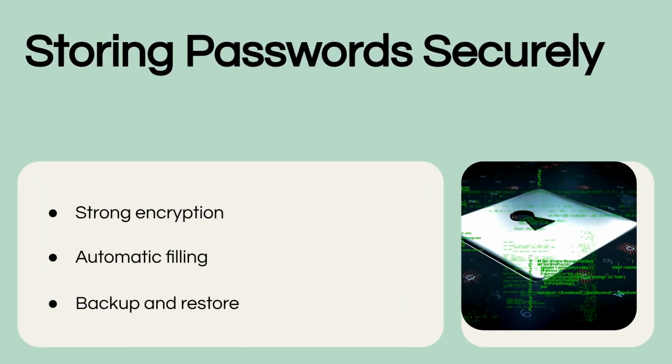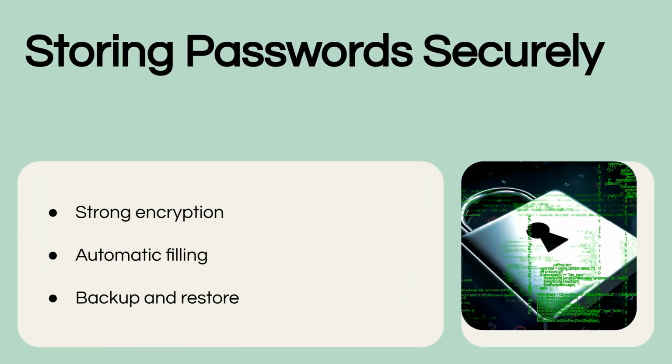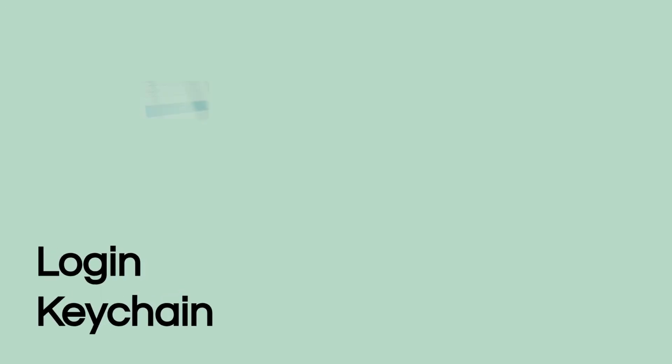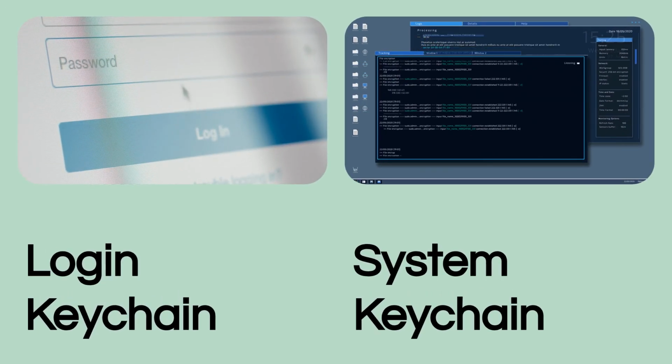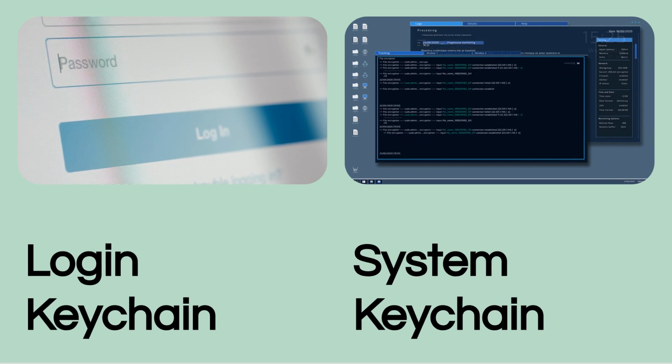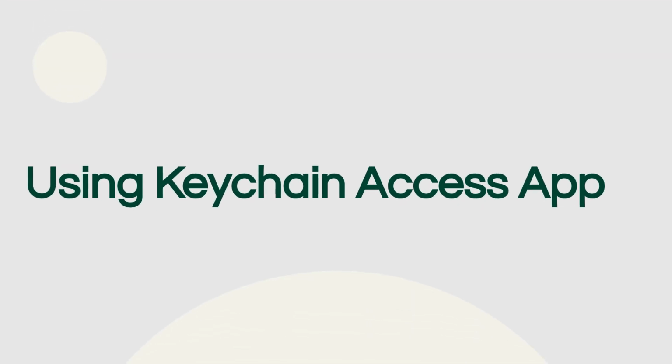Keychain uses robust encryption to store your passwords and keys, offering a higher level of protection than saving them in plain text. You'll encounter different types of keychains, such as the login keychain for your user account and the system keychain for system-wide items. Next, let's look at how to use the Keychain Access application itself.